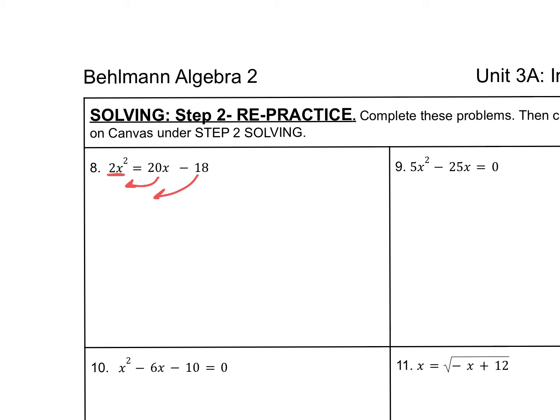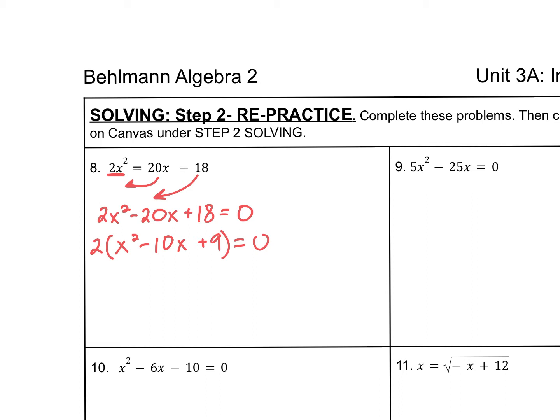Because we have to do inverse operations. So we do 2x squared, we'd subtract the 20x over, add the 18 over, and set it equal to 0. Okay, and then just like factoring, we check for a GCF always. That's the first thing. I can see very clearly that all of these have a 2, and when I take that out, I get x squared minus 10x plus 9 equals 0.